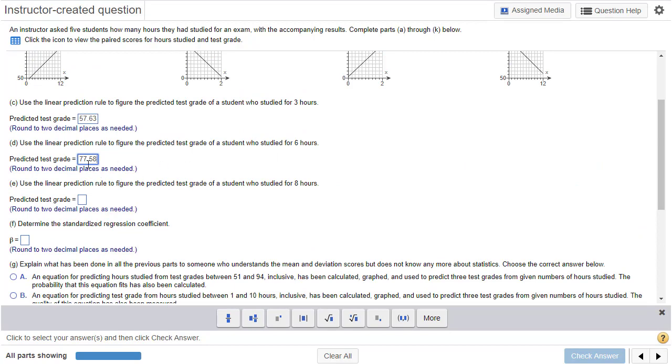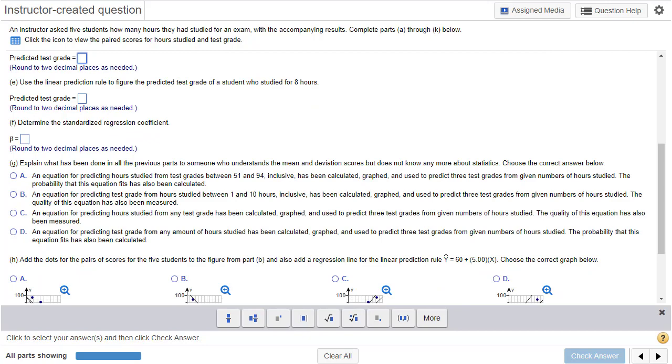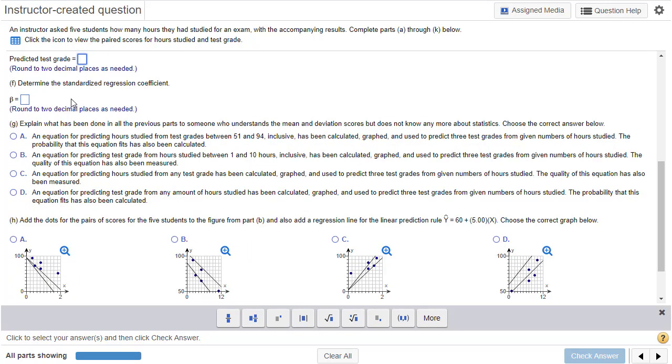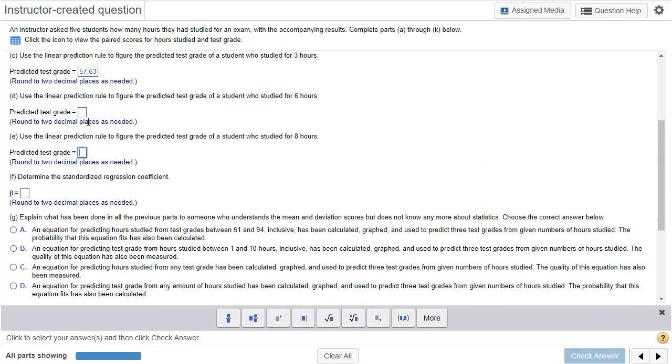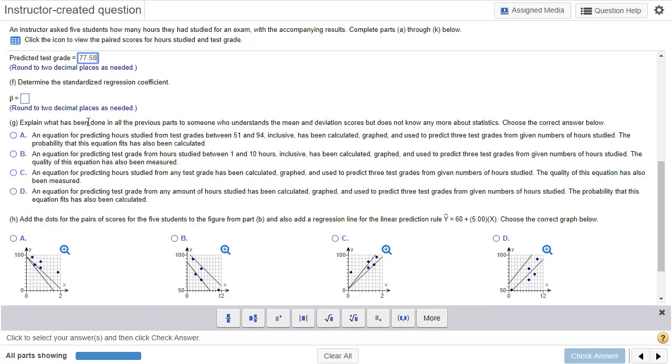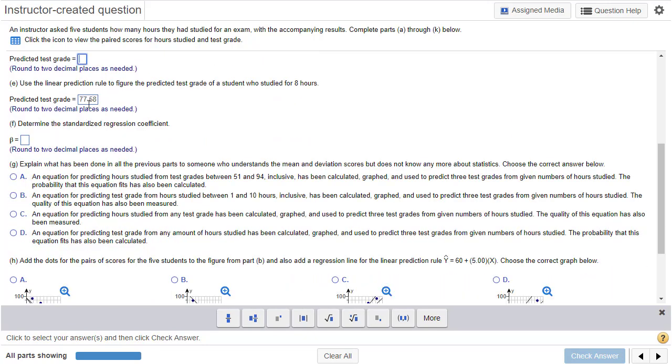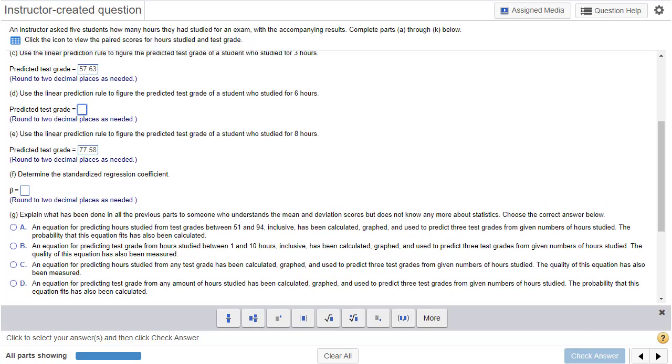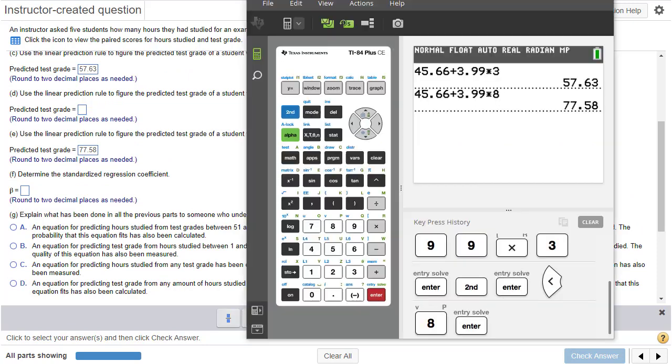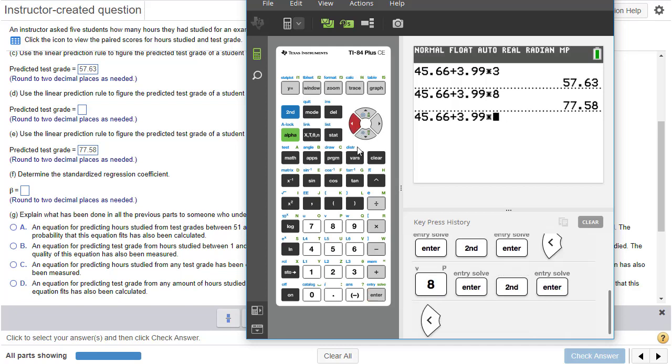Oops, sorry, I skipped one, 6 hours. So this 77.58 is for 8 hours. And for 6 hours, I need to go back and change that. So I'll press second enter, change that 8 to a 6. 69.6.